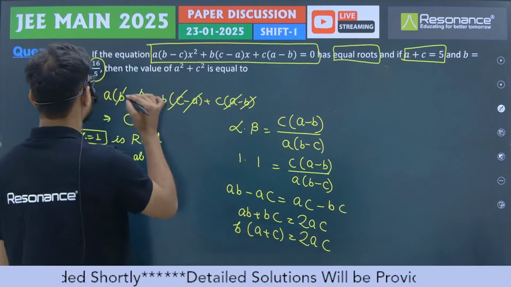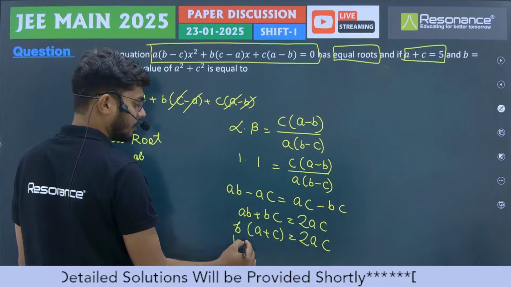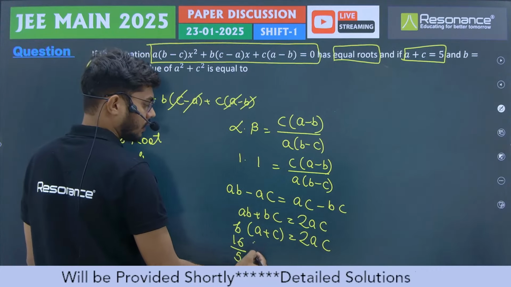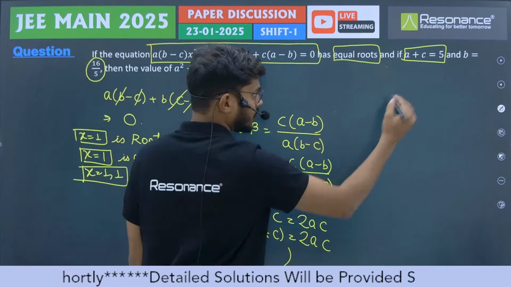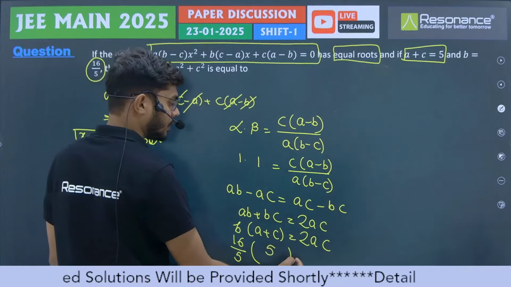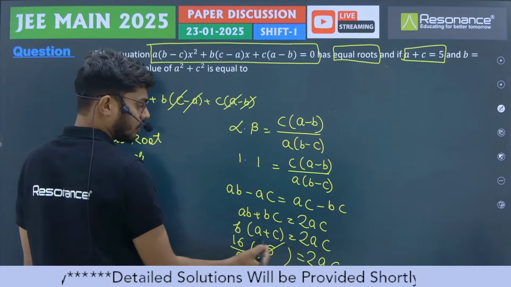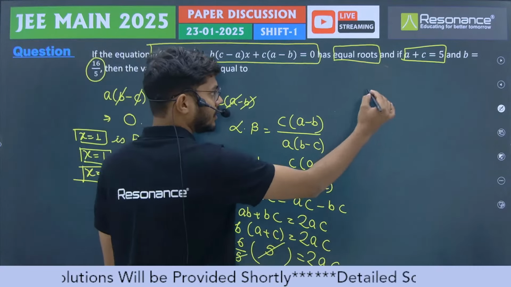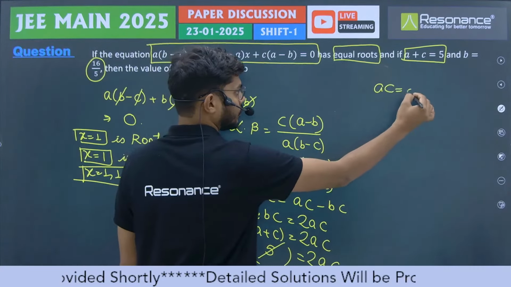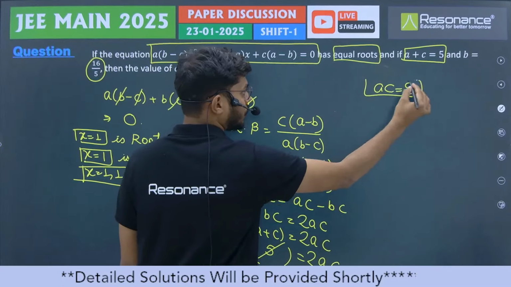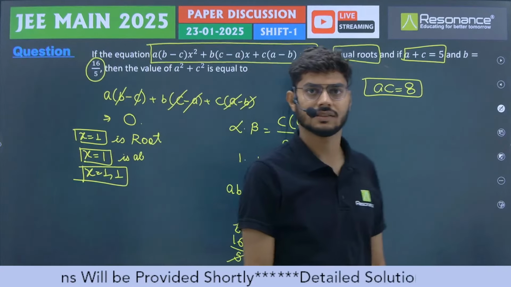The value of b is given in the question, 16 by 5. I will put here 16 by 5. The value of a plus c is also given in the question, which is nothing but 5, equal to twice of ac. 5 and 5 will cancel out, 2 and 16 will cancel out. I got ac is nothing but 8. Right or not? So from here we got one more relation, that ac is nothing but 8.